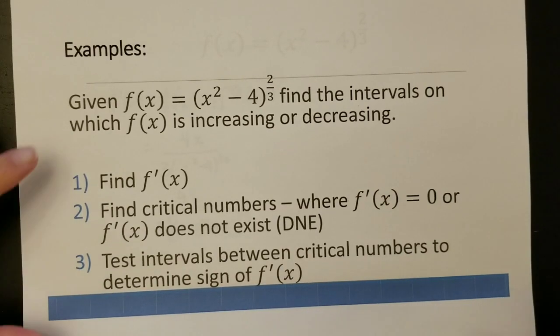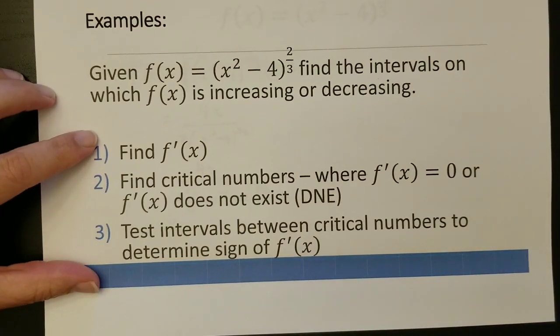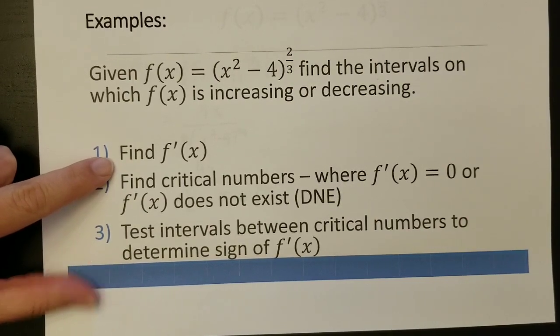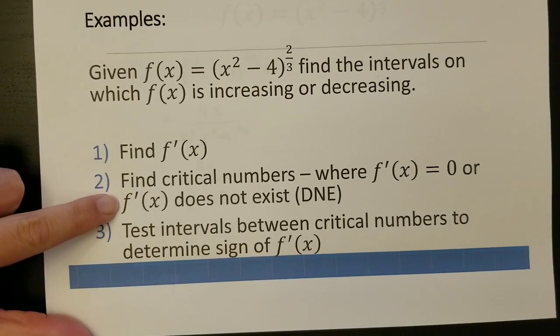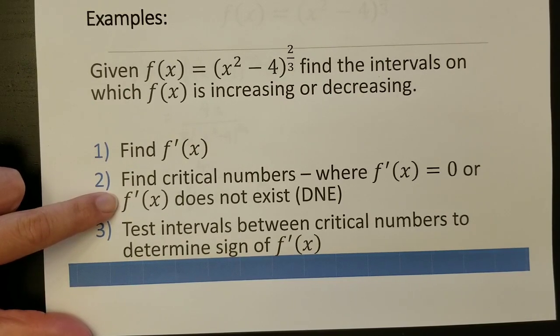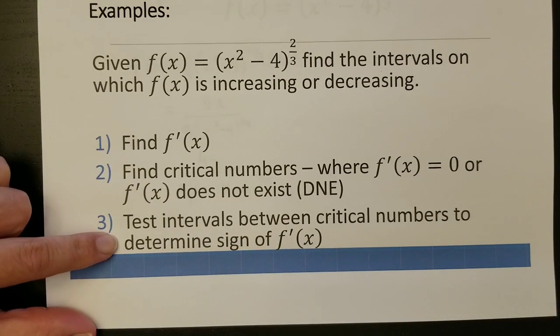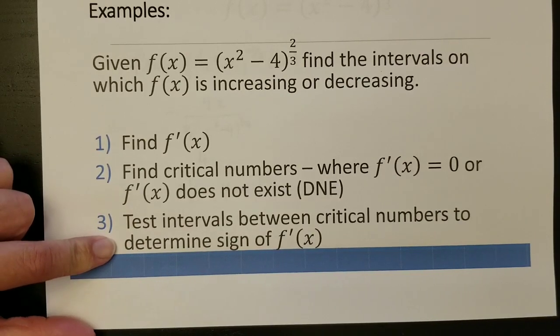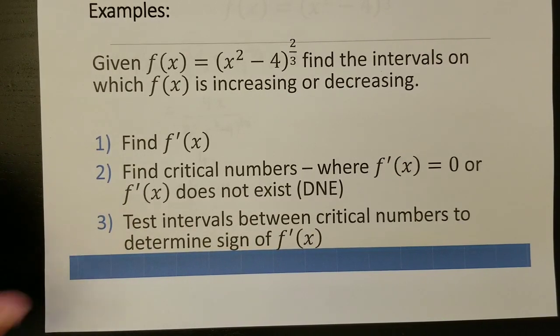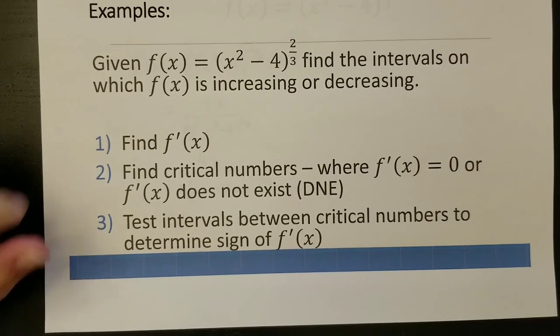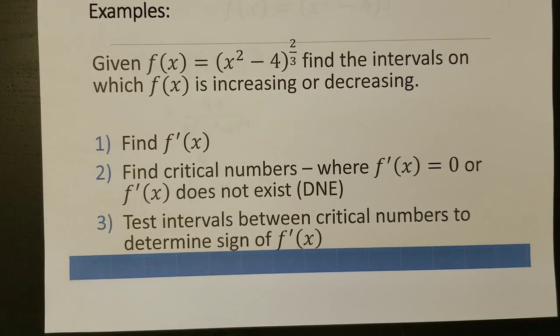To do this, we're going to go through these same steps each time. First thing, we need to find the derivative. From the derivative, we're going to find the critical numbers. Those are the points where f prime equals 0 or f prime does not exist. Then, to figure out whether the intervals between those critical numbers are intervals where the function is increasing or decreasing, we're going to analyze the sign of f prime of x in those intervals between the critical numbers. So these are going to be the same steps for each one of this type of question.